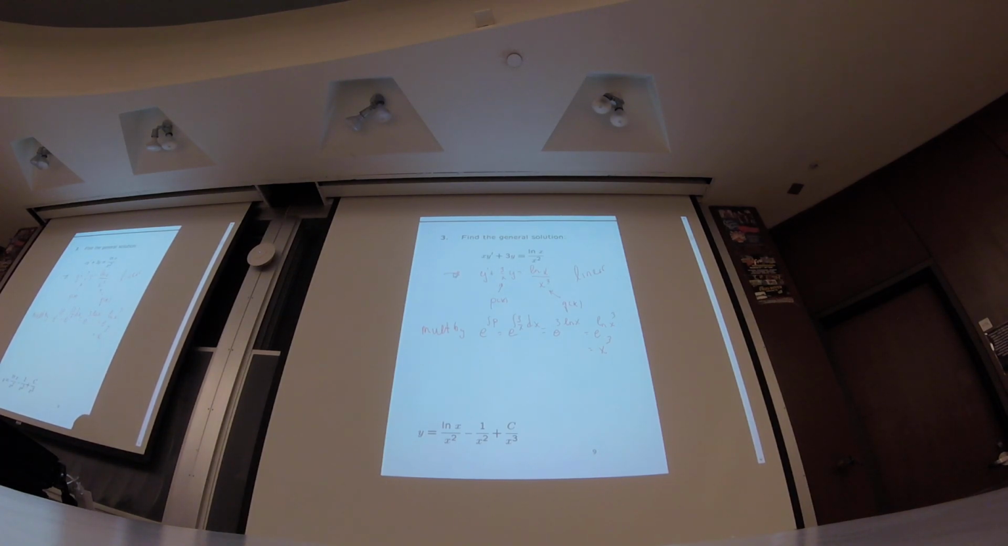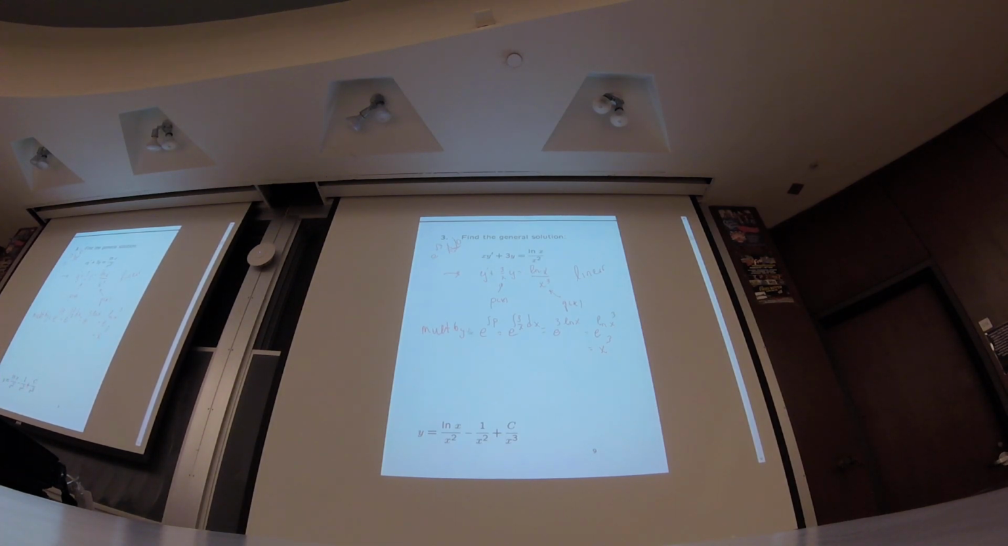Where do people make mistakes? They say, well, look, I realize this is linear, so I'm going to multiply through by e to the integral of 3. No, right? No. You have to write the equation in standard form. Then multiply through by e to the integral of p.